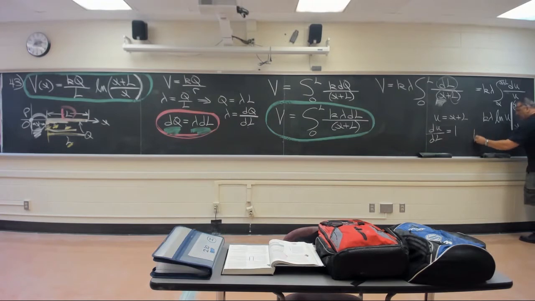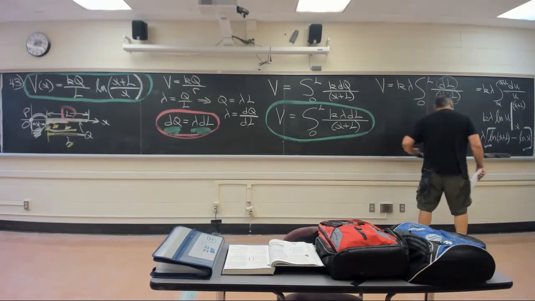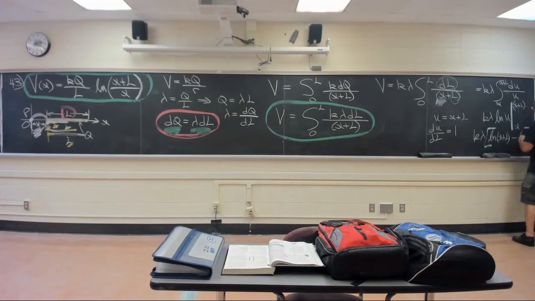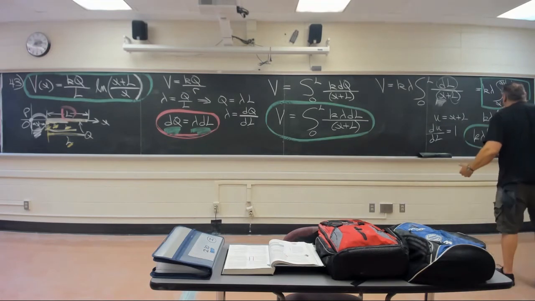That's going to be k lambda times ln of x plus L minus ln x. You didn't have to get quote unquote fancy with this whole thing to get to here. You're still not quite done in the formal sense, or at least in a more convenient sense.